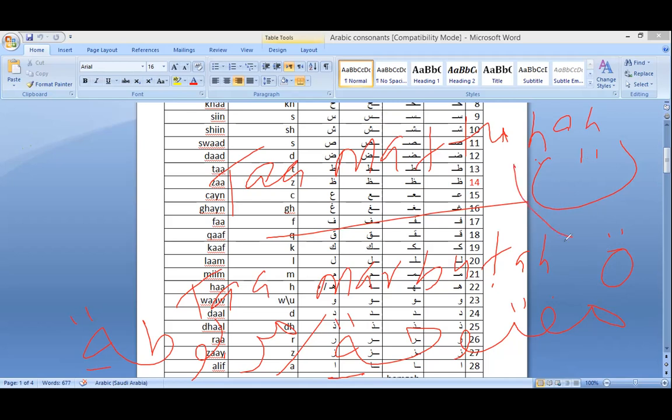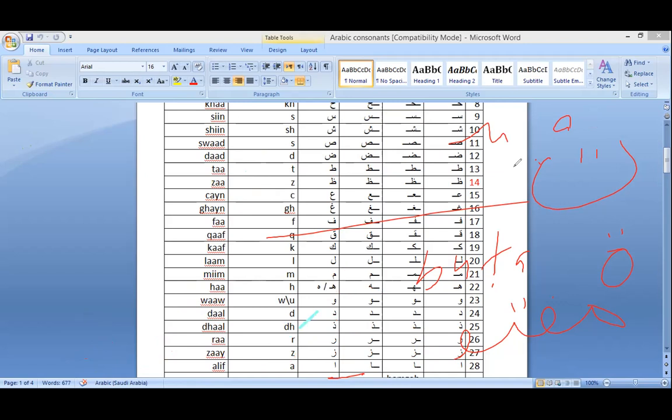Ta marbuta. Are we together, guys? Yes, sir. Good. Now that is all the 28 letters in the different positions and the pronunciations. We are done with the letters, the 28 letters, right? And remember we said letters can be joined together.